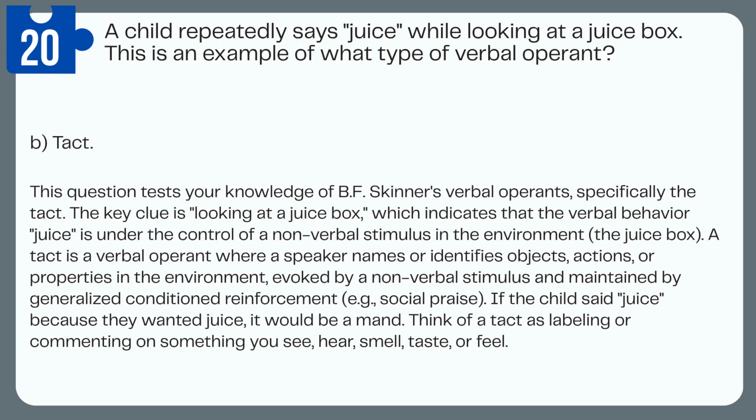Answer B. Tact. This question tests your knowledge of B.F. Skinner's verbal operants, specifically the tact. The key clue is "looking at a juice box," which indicates that the verbal behavior "juice" is under the control of a nonverbal stimulus in the environment, the juice box. A tact is a verbal operant where a speaker names or identifies objects, actions, or properties in the environment, evoked by a nonverbal stimulus and maintained by generalized conditioned reinforcement, for example social praise. If the child said "juice" because they wanted juice, it would be a mand. Think of a tact as labeling or commenting on something you see, hear, smell, taste, or feel.